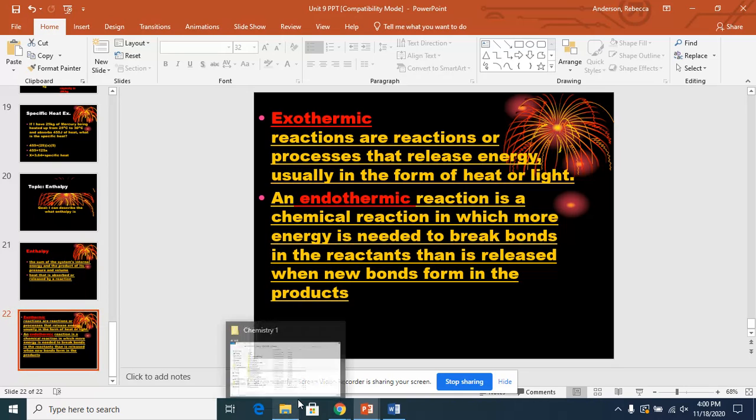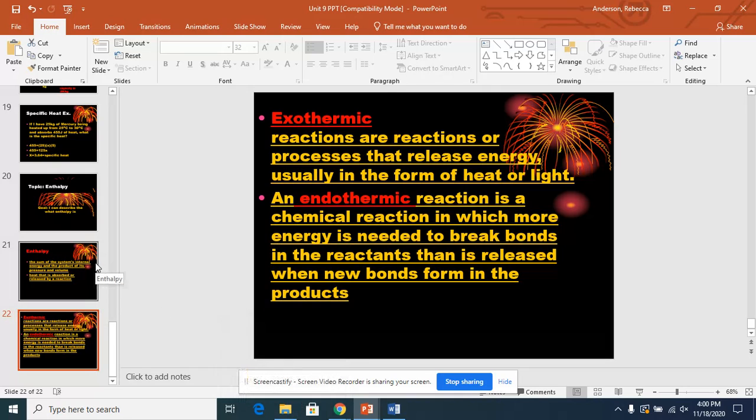All right, so that's it for this section. Short, sweet, to the point. Just need to know how to explain it, what it means, be familiar with the wording. If you take Chemistry 2, we dig in a little bit deeper. But for Chem 1, you just need to be familiar with the terms.